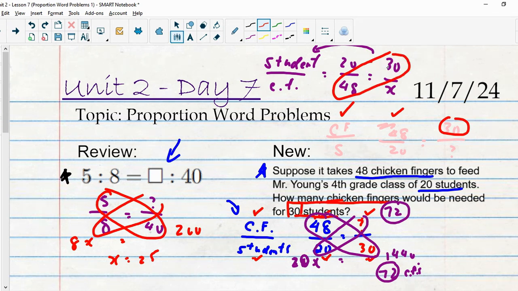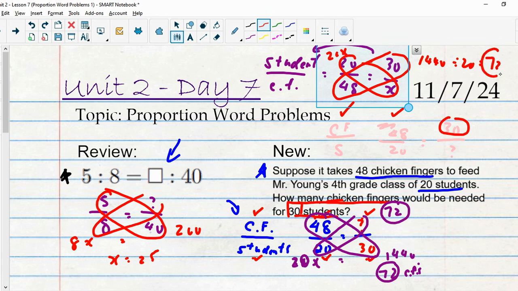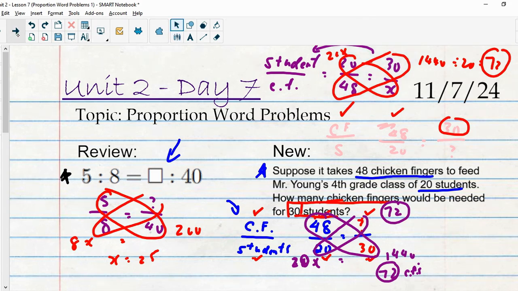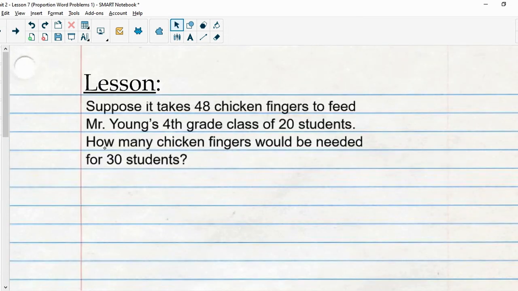So 48 times 30, all right, is again 1440. 20 times x, right? 20 times a number. 1440 divided by 20, guess what? Same number, 72. Nothing changes. Okay, so far so good? If you don't understand this right now, you can press pause and go back, but you don't really have to because we're going to do some examples.